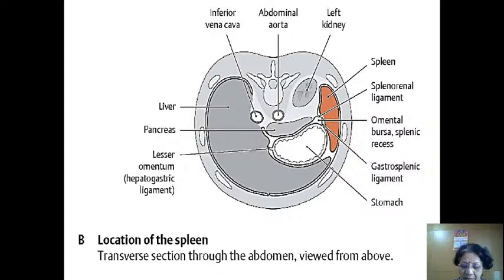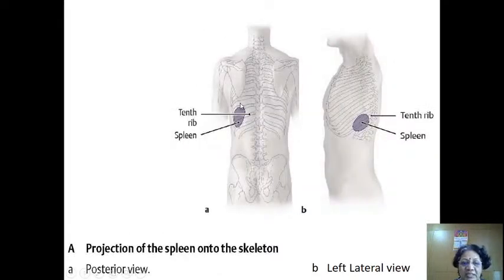If we projected the spleen onto the body wall and looked at it from behind, this is where it would be under protection of the 9th, 10th, 11th ribs. And if you look at it from the side, you see that its long axis, which is oblique and downward and anterior, is exactly like the axis of the left 10th rib.